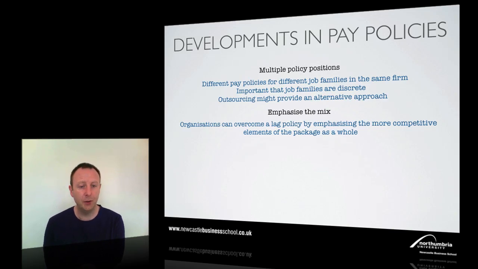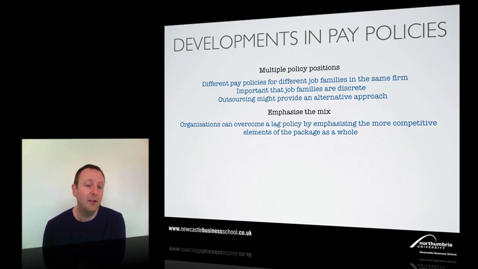And this is what I was referring to on the previous slide, that organisations sometimes might operate a lag policy on their base pay, but they make up for this unattractive element by emphasising some of the more competitive or more attractive elements of the package as a whole. And sometimes we see, particularly startups, and particularly startups in areas where they need high levels of skill amongst their initial workforce, like in the high-tech sector and the creative industries. And they could never attract people on the basis of base pay because they simply don't have the money to operate an attractive lead policy at that point.